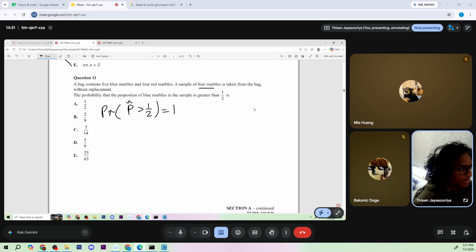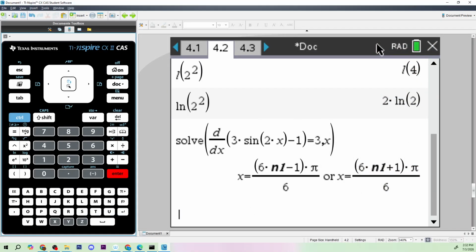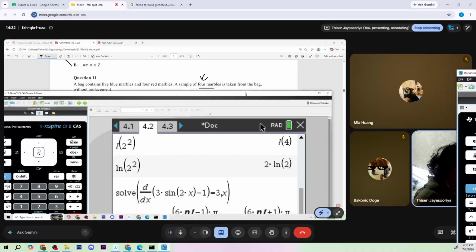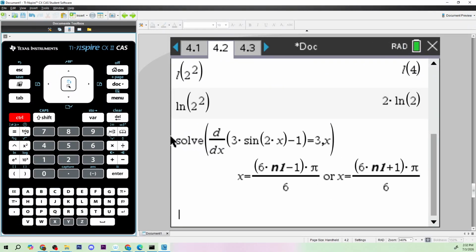If we convert it to its x value, we just times it by the number of marbles we took. So it has to be greater than 2, which means that we want to pull out 3 blue marbles, plus we also want to pull out 4 blue marbles. Here we're going to use our technique, the hypergeometric. So if we use our hypergeometric over here, let me just write out the calculation.